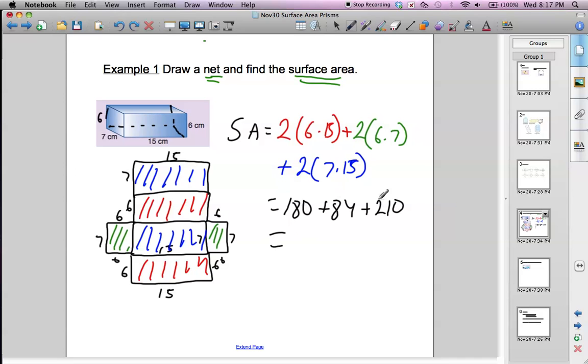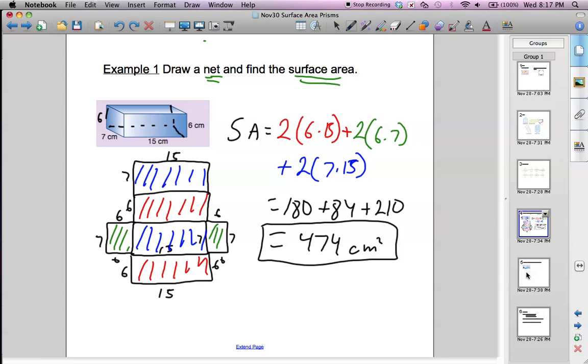Okay, and I add these together, I'm going to get 474 square meters. Don't forget your units. Surface area is an area, so it is in square units. It's in square centimeters. So that's the surface area of this cuboid.